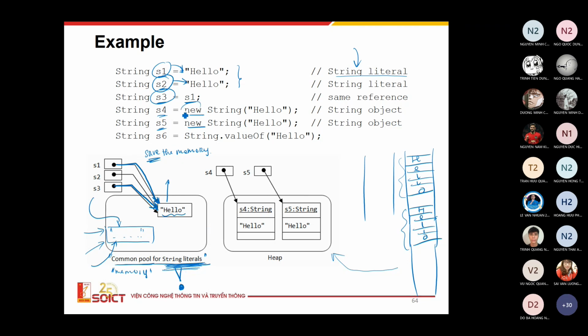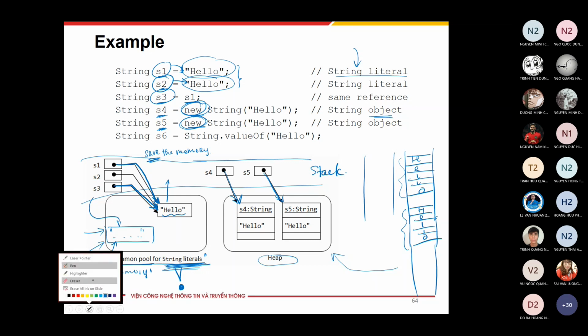Okay, and for new, nothing new. They are objects, so they will be created in the heap. It looks like this, and S4 and S5 will refer to the region in the heap memory. Nothing new. Here is the reference in the stack. If they use new to create a new object, it will refer to the heap. But if they use a string literal to initialize the string, they will refer to the common pool. Okay, is this clear for you?